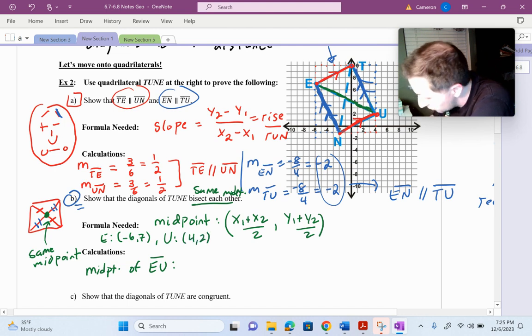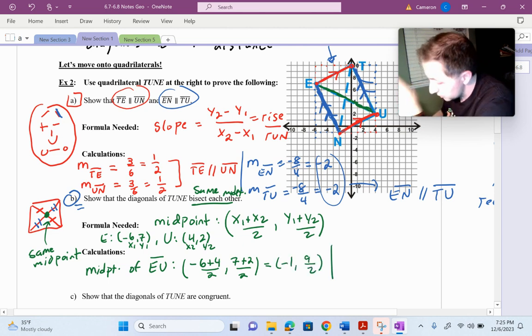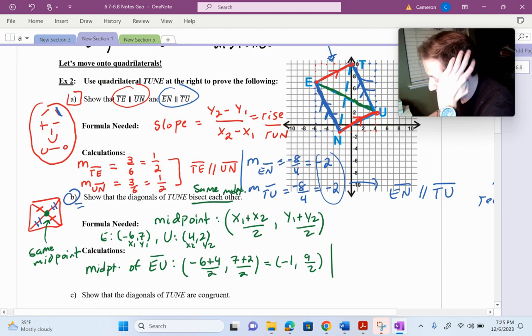So I'm going to find the midpoint. Here's my x1, y1, x2, y2. So my midpoint is going to be negative 7 plus 4 divided by 2, 7 plus 2 divided by 2. I get negative 2 over 2, which is negative 1, and I get 9 over 2. So now I want to check the other one. I'll do this one in green also.